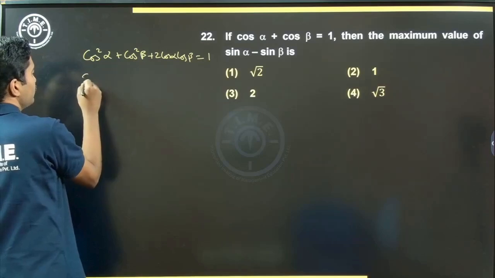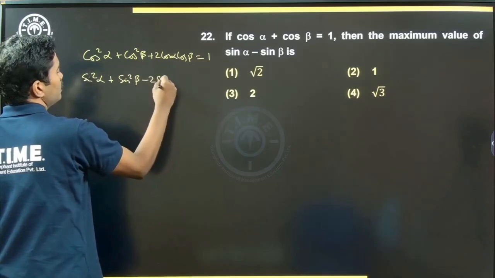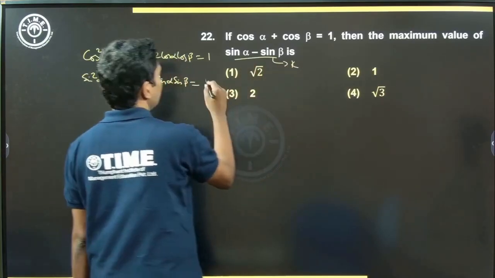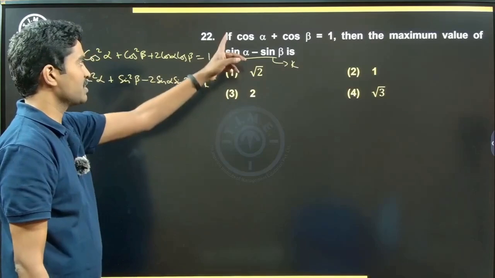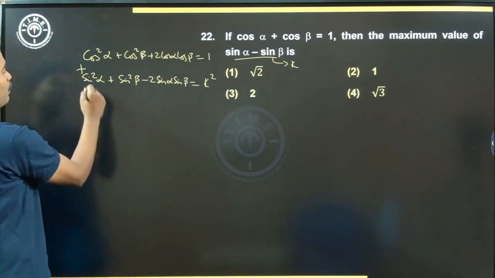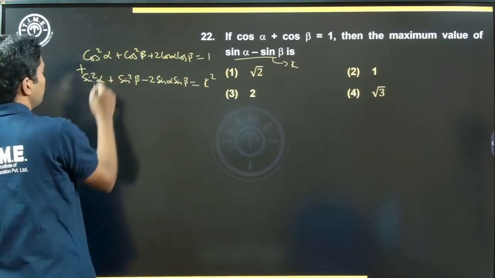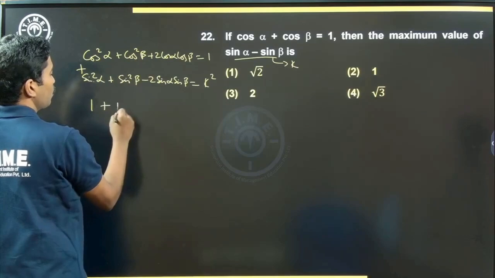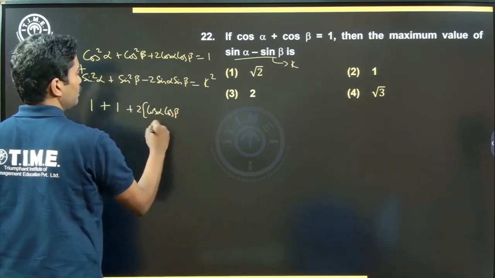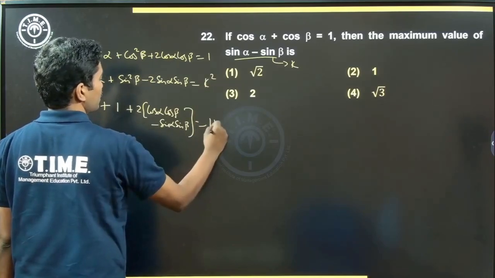What about the second equation? Sin square alpha plus sin square beta minus 2 sin alpha sin beta is equal to, let's say this whole thing is equal to k, so k square. I squared both sides of the first equation, and I squared both sides of the second equation. Now can we add the two equations? Because we can see this is a very useful property, sin square alpha plus cos square alpha is 1, we'll use it, right? This plus this is 1, sin square beta plus cos square beta is 1, plus 2 times cos alpha cos beta minus sin alpha sin beta is equal to 1 plus k square.